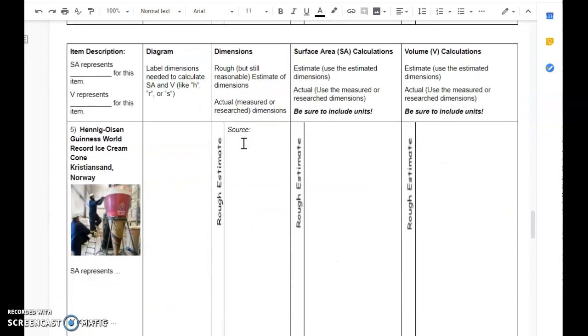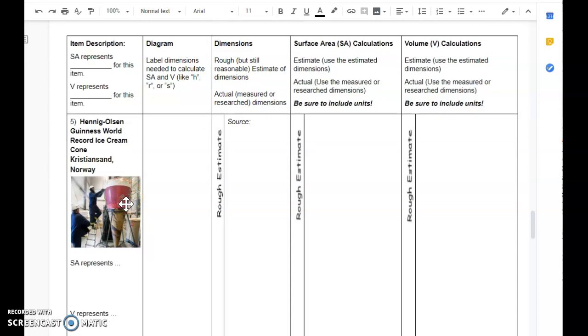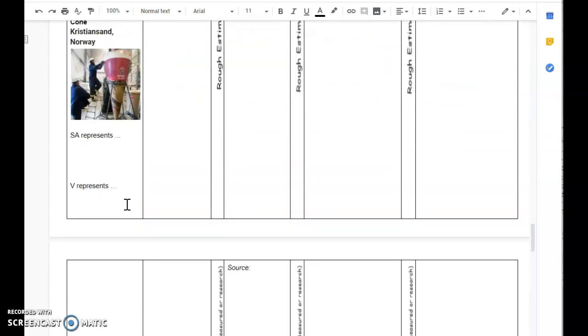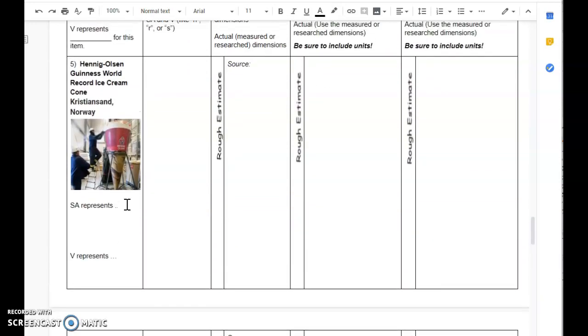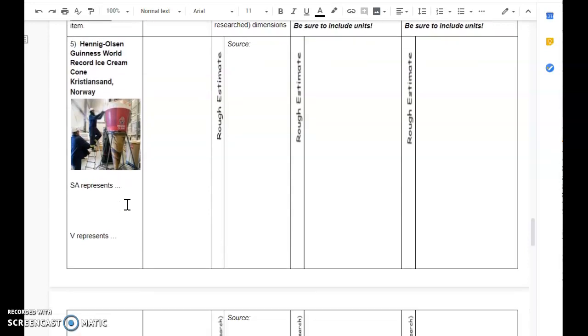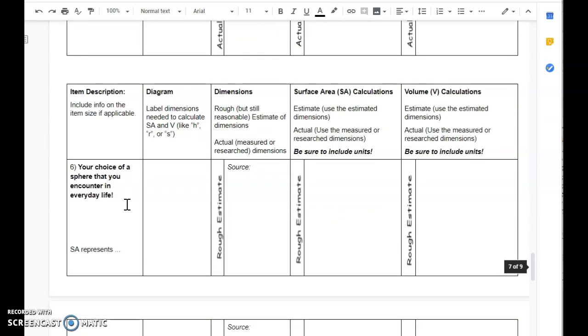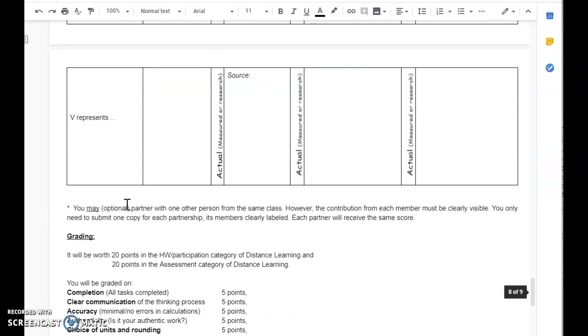Fifth is this giant ice cream cone in Norway. So this is the Guinness World Record ice cream cone. Again, you should be writing down the source. Oops, I need to fix this document, it looks like.